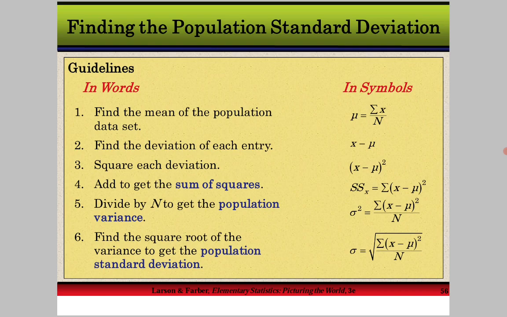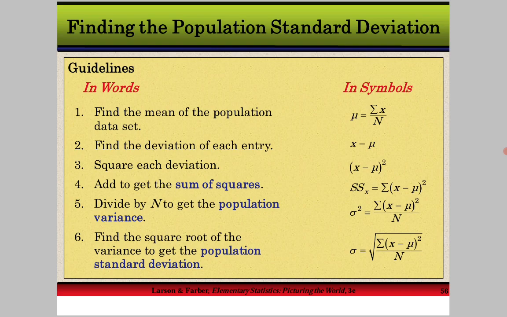Third one is square each deviation. In the next step we have to find the square value, that is (x minus mu) whole square. Fourth one is add to get the sum of squares. So next is to add all these values, that is sigma (x minus mu) whole square. So add to get the sum of squares, SS.